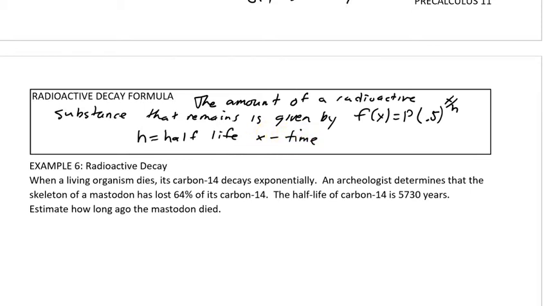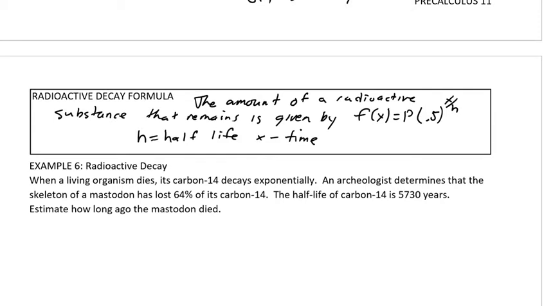An archaeologist determines that the skeleton of a mastodon has lost 64% of its carbon-14. The half-life of carbon-14 is 5,730 years. Estimate how long ago the mastodon died. Well, first of all, it lost 64%. So that means 1 minus 0.64, it still has 36% or 0.36. And our P, since they didn't give us one, is just going to be 1.